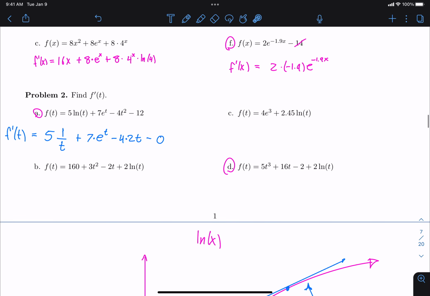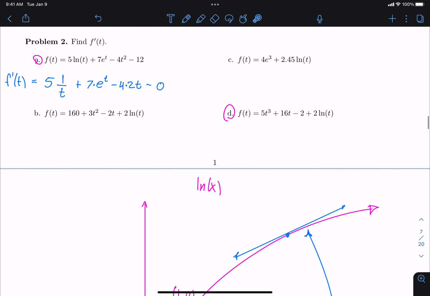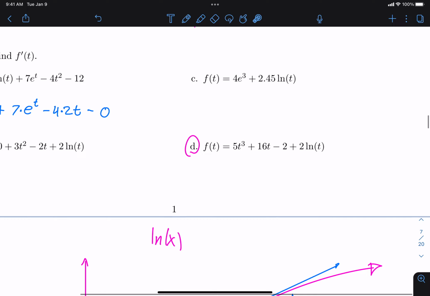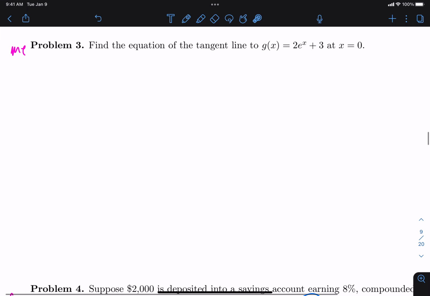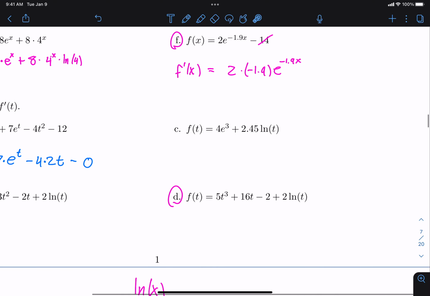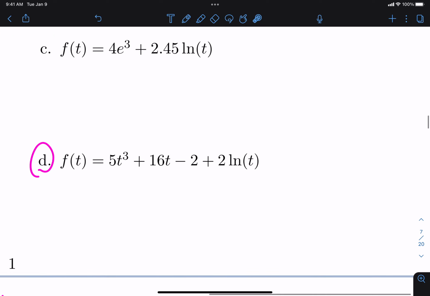Okay. Let's do one with ln. Let's do this one. Okay, 5t cubed plus 16t minus 2 plus 2 ln t.